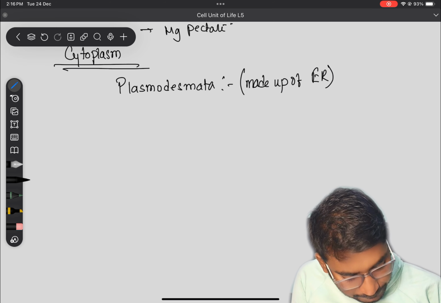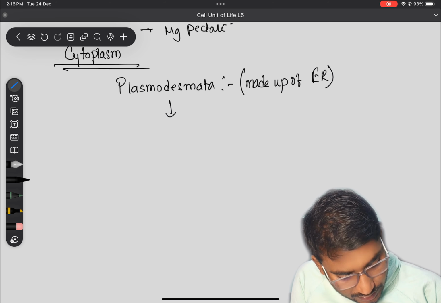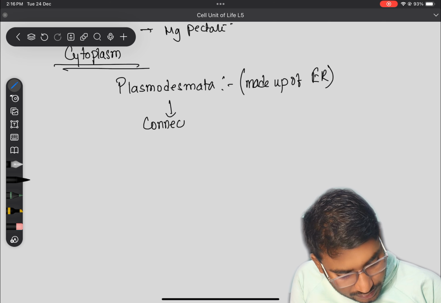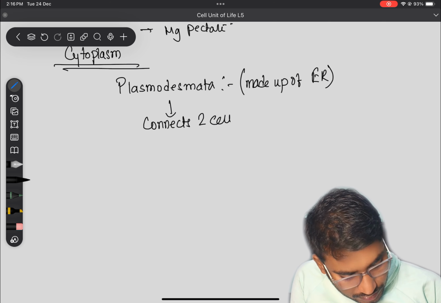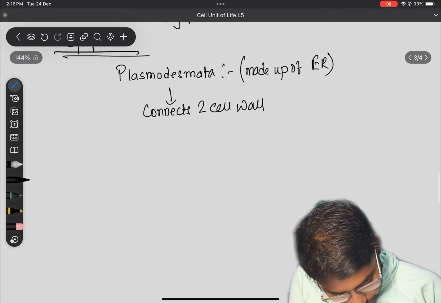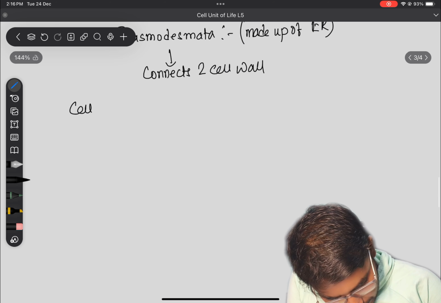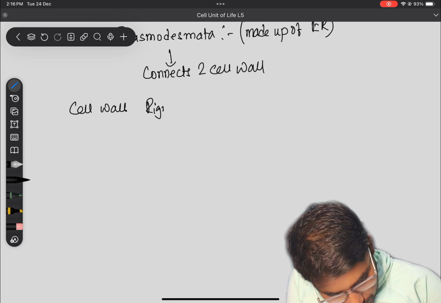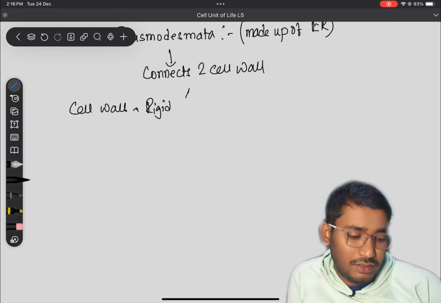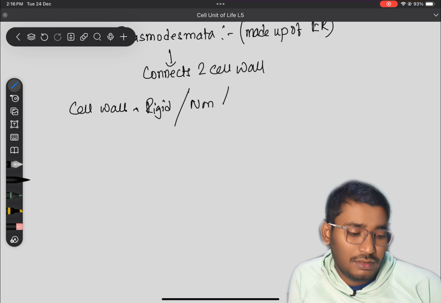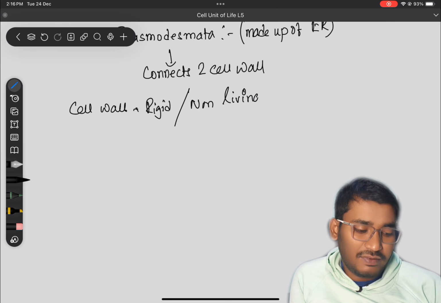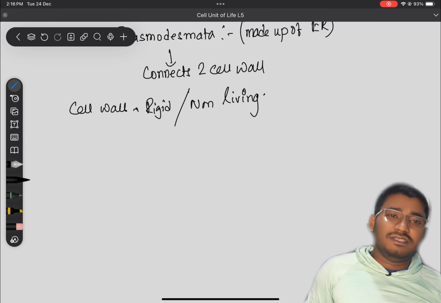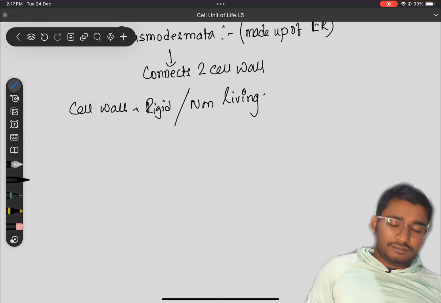Endoplasmic reticulum connects to cell wall. Okay, so cell wall is rigid and non-living. Cell wall is not a living cell organelle. It's a non-living cell organelle. Okay.